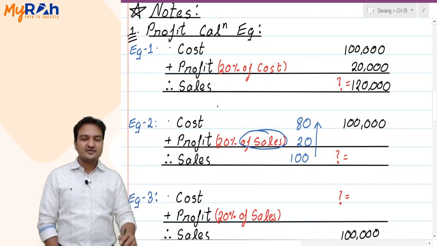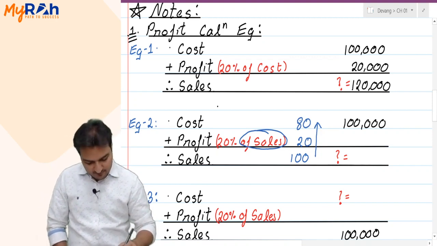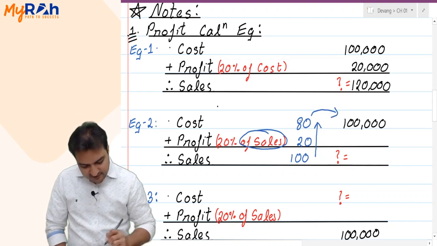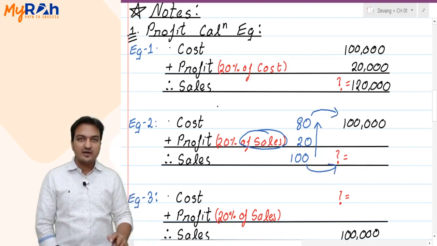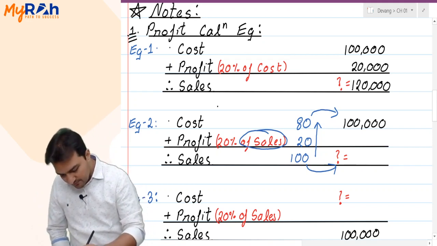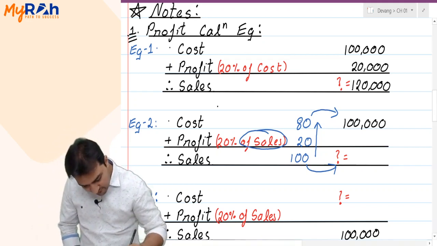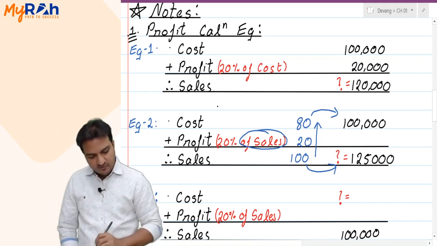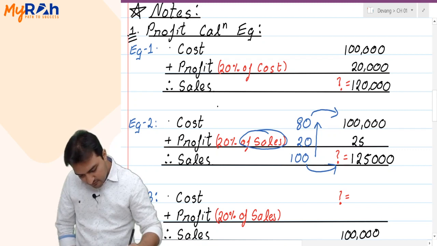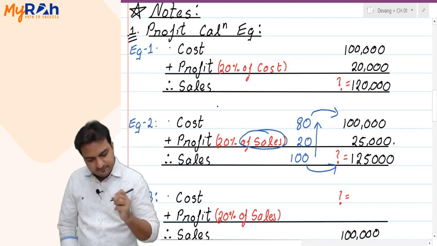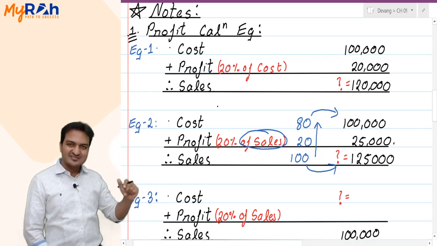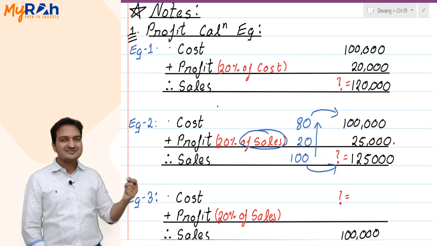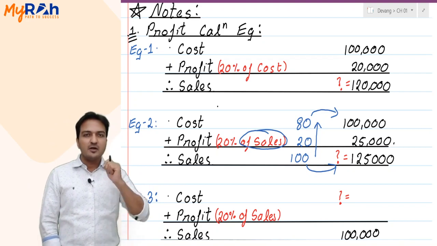And if the cost is 80, now what you do is cross multiply. If 80 is 1 lakh, then 100 should be what? You cross multiply, that should give you 1,25,000. The difference, 25,000, becomes the profit. This is exactly what we did in question 1. This was just one extra example for that.